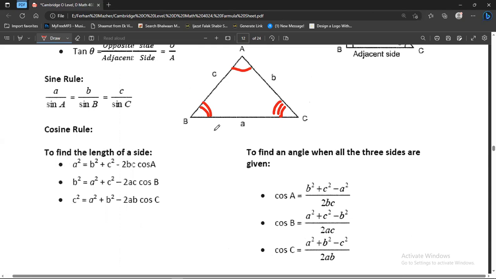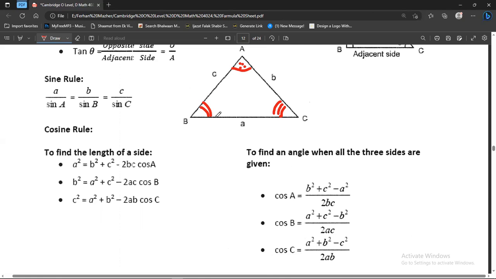And for that purpose, we use the law of cosine rule. And for finding the angle, we use this shape. For example, if you want to find this angle, then I should know this side and the opposite side. So the cos of A will be equal to B square plus C square minus A square, divided by 2BC.